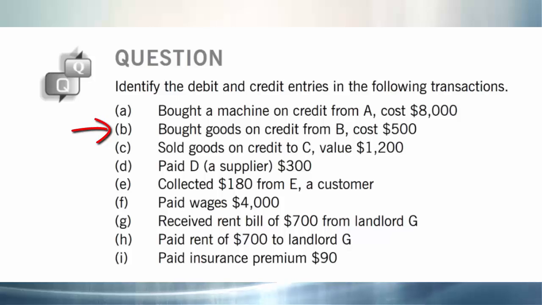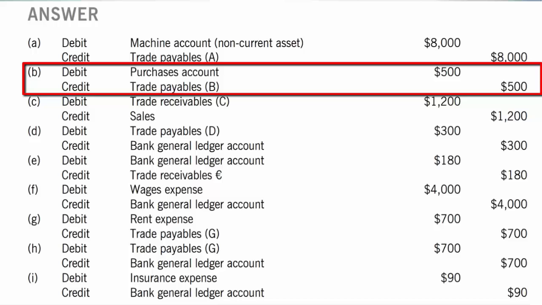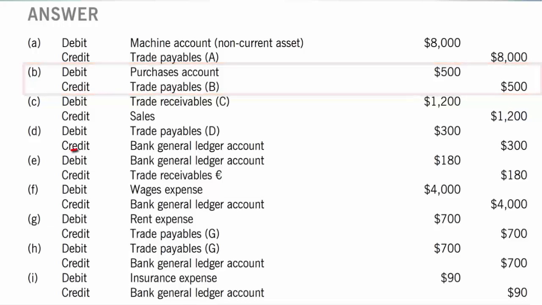Transaction B. Bought goods on credit from B, cost $500. Explanation: the business purchased goods, which increases the purchases account, an expense account. Expenses increase with a debit entry. Since the goods were bought on credit, the business now owes the supplier B. This increases the trade payables account B, recorded with a credit entry. Entry: debit purchases account for $500. Credit trade payables account for $500.